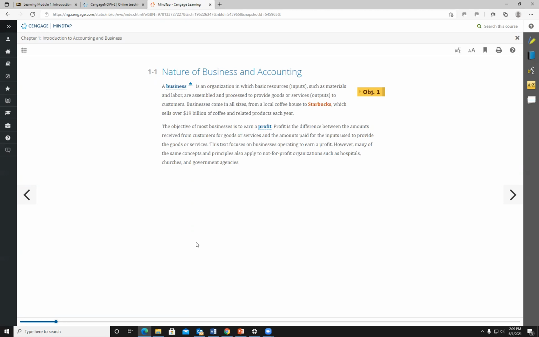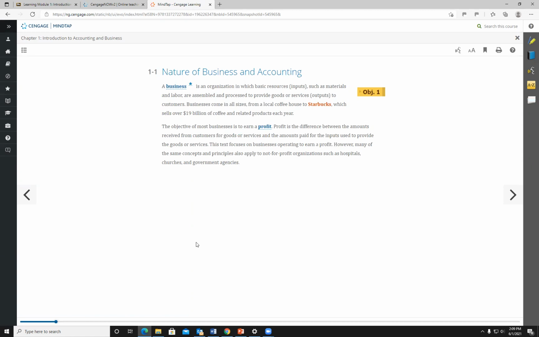Basically, a business is anything that can produce something and sell it, whether you're selling a good or you're selling a service. Now, regardless of the type of business it is, every business has the same goal, and that's to earn a profit.